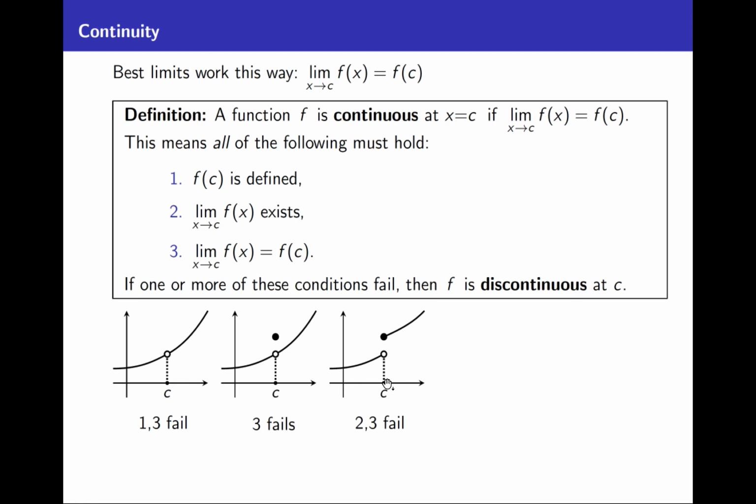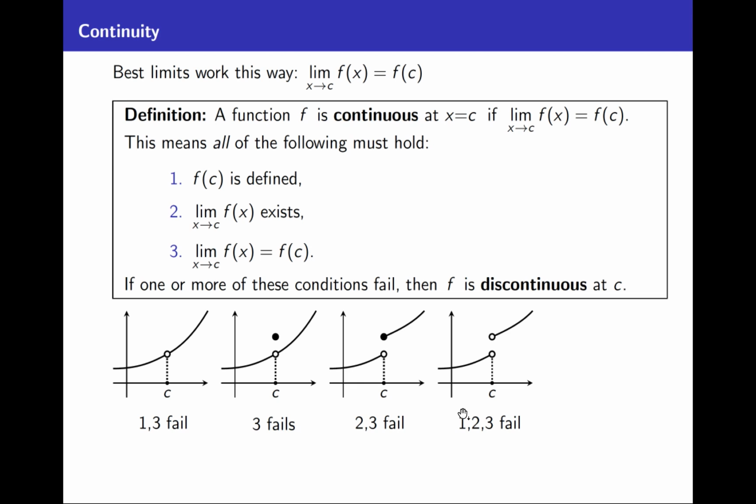Here's another example. f of c is defined, so property 1 holds, but the limit as x approaches c of f of x does not exist, and also f of c can't be equal to this thing that doesn't exist, so property 3 fails. So in this case, properties 2 and 3 both fail. So this is a function that's not continuous at x equals c.